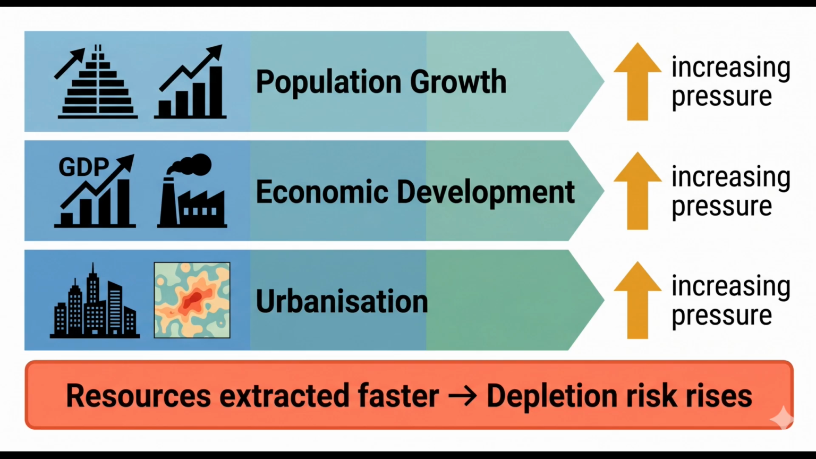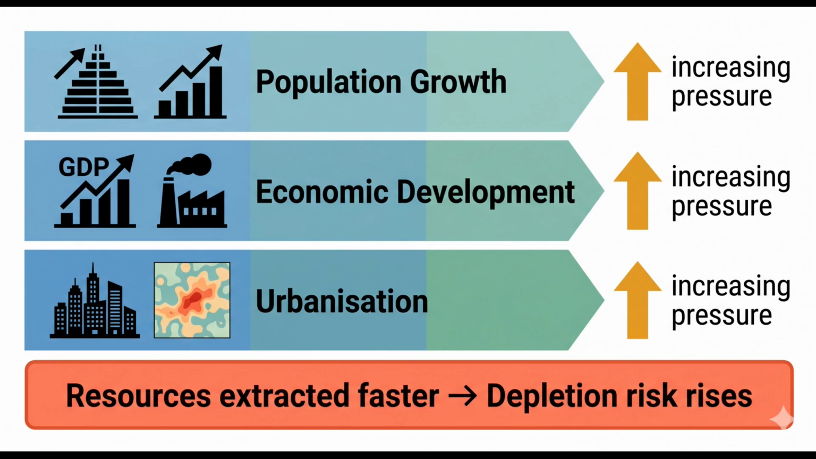Second, economic development. As countries industrialize, building factories, expanding infrastructure, growing cities, developing a middle class, their energy and material consumption rises dramatically. Countries that were once low-resource economies become major consumers as they develop. Third, urbanization. Cities use more resources per person than rural areas. Urban lifestyles typically involve more electricity, more transport, more manufactured goods, and more food that has been processed and packaged.